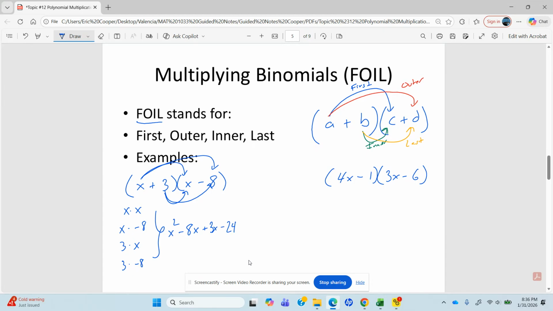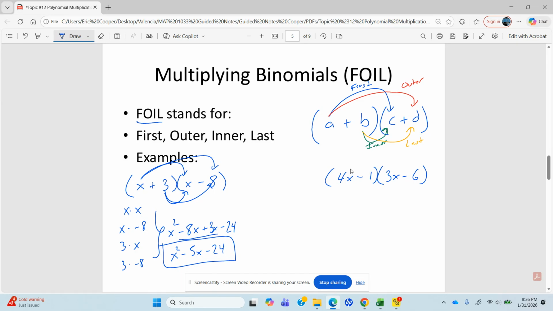We have to go back now and see if we have any like terms. Nothing has an x squared and nothing is just a constant. But here in the middle, both of these terms have an x. So we can combine those. Negative 8x plus 3x will give me negative 5x. The 24 does not combine with anything as well. This will be my final answer.